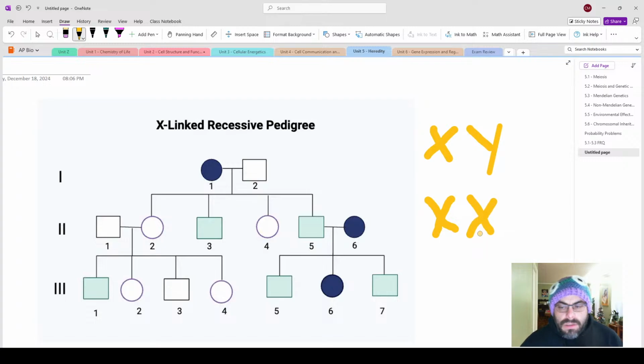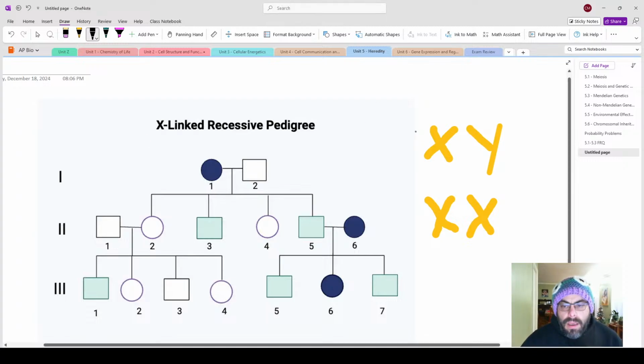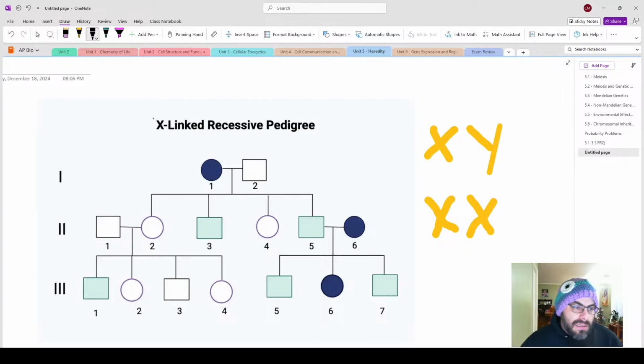Now, there is the off chance that you'll see something that's not talking about humans. So just make sure you read the prompt correctly. Don't assume things. Sometimes it'll be called X-linked. Sometimes it'll say sex-linked. If it says sex-linked, it'll say linked on the X chromosome. I have never seen a problem of something linked on the Y chromosome. And so we're going to be dealing with the X chromosome.